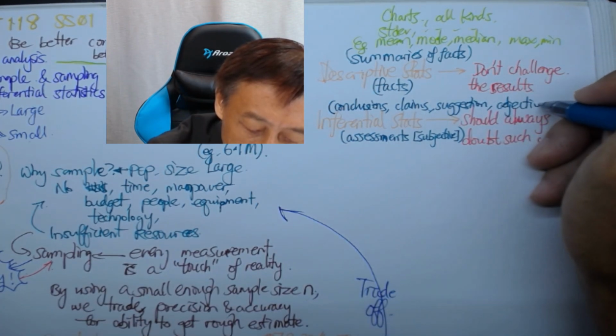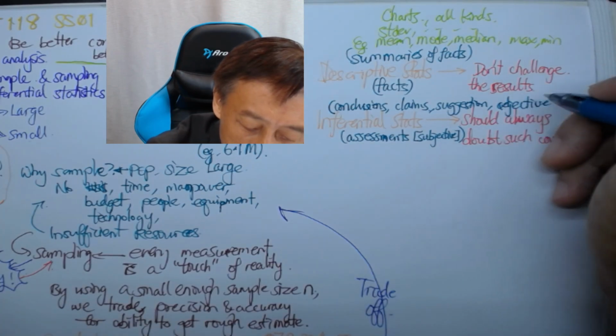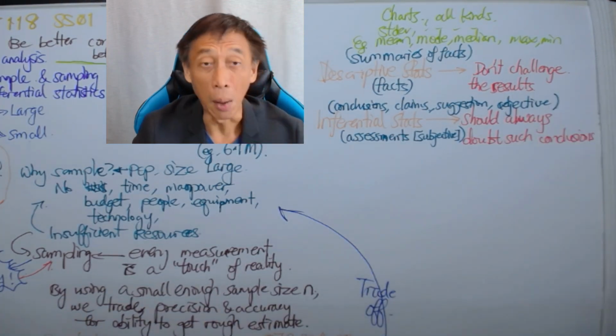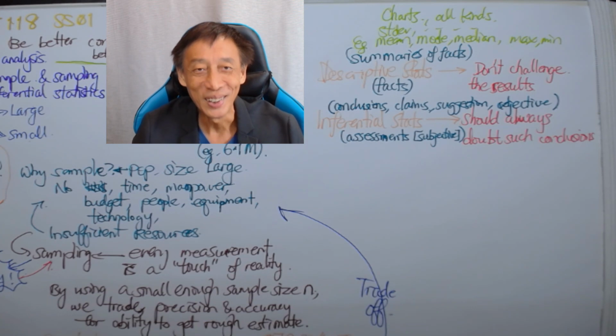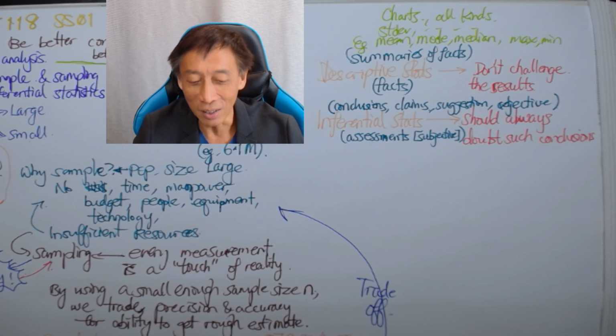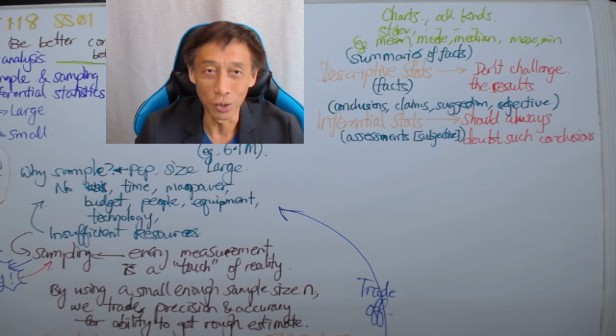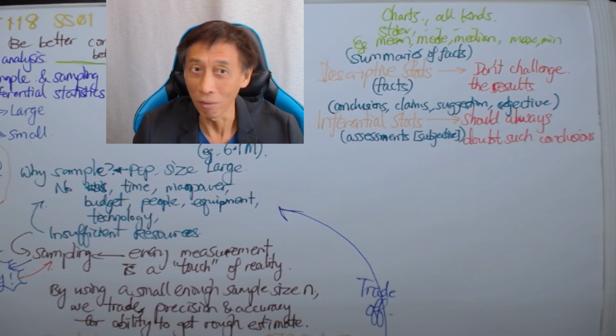All adjectives essentially, like big and beautiful. These are adjectives and they are inferential in nature. They are subjective. Why is it beautiful? Very personal. It may be beautiful to you, but not beautiful to me.